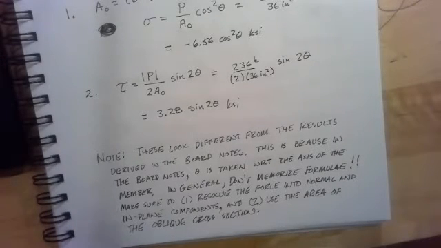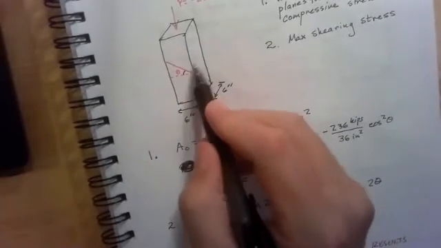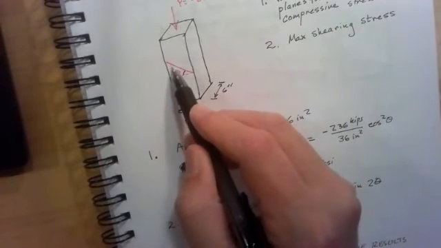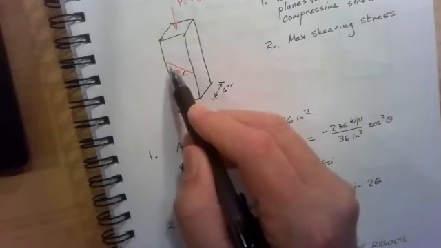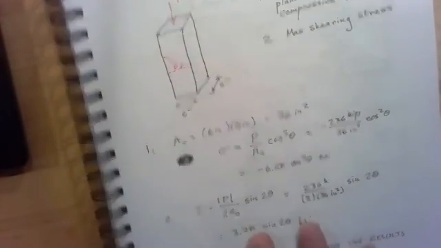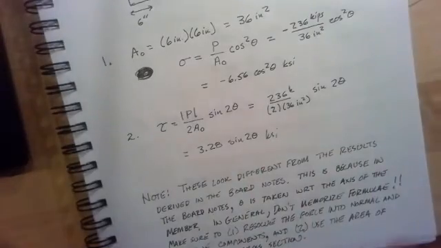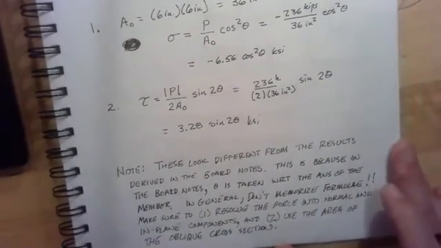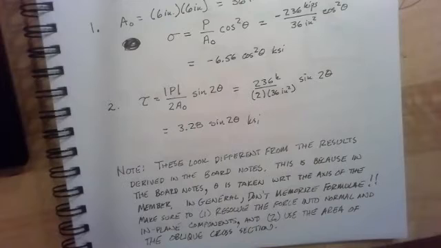So I do want to just remind you that these results are different from what's been derived in the board notes, just because of where the book is measuring the angle theta and where I've measured the angle theta. I just wanted to point that one out to you because that might be a little bit tricky or confusing.